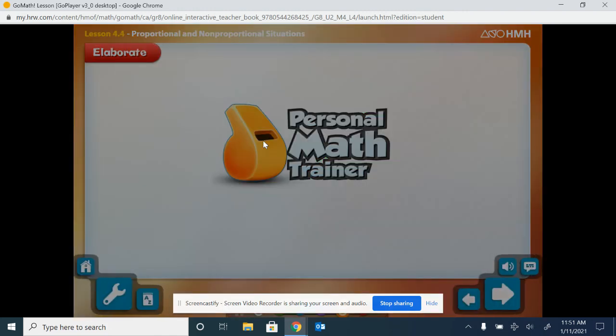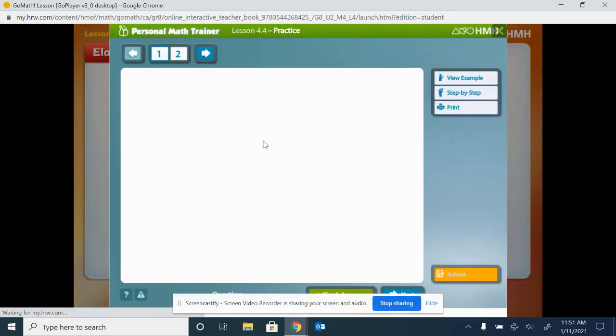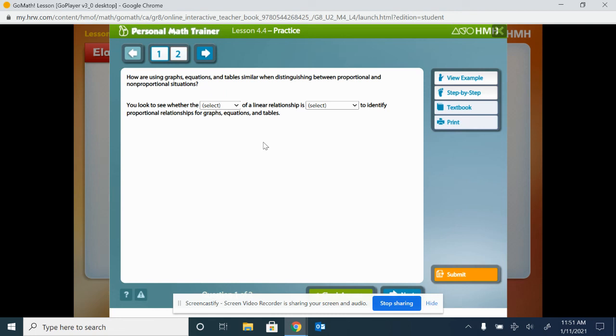Now, let's practice. So number one, it says, how are using graphs, equations, and tables similar when distinguishing between proportional and non-proportional situations? You look to see whether the y-intercept of a linear equation is 0 to identify proportional relationships for graphs, equations, and tables. Yes, if the y-intercept is 0, then you know that it's going to be proportional.